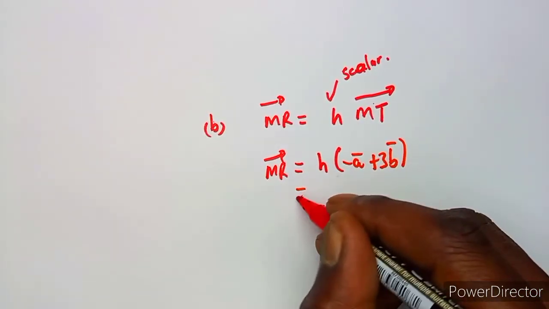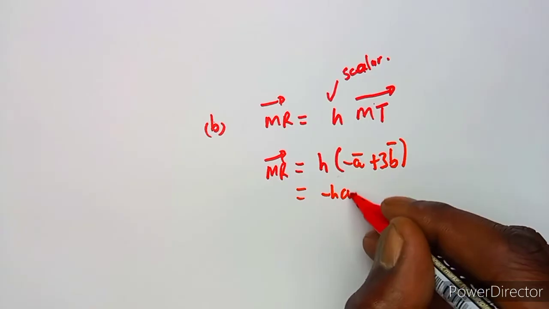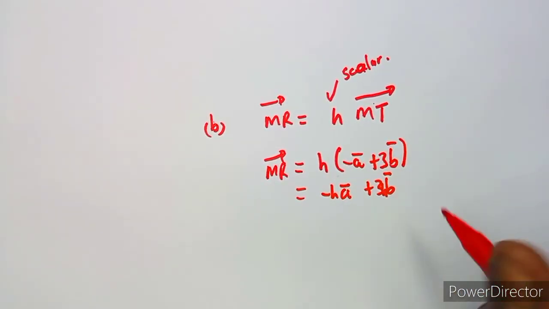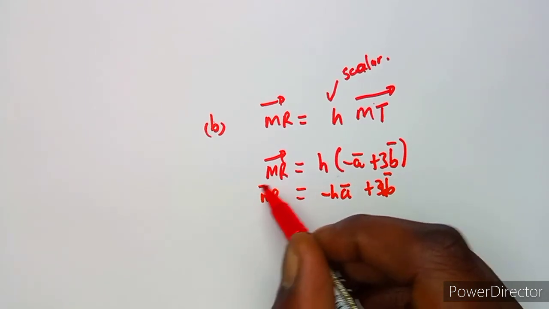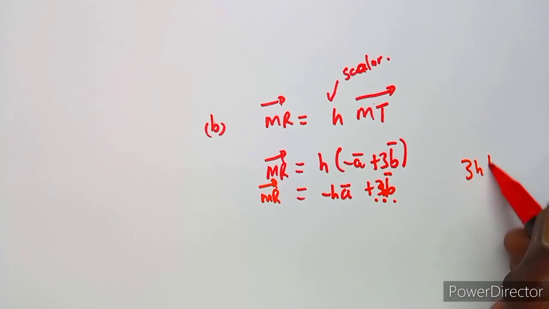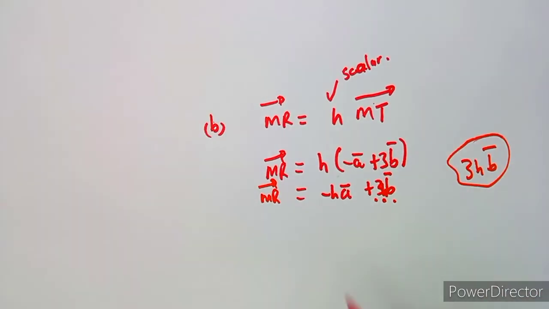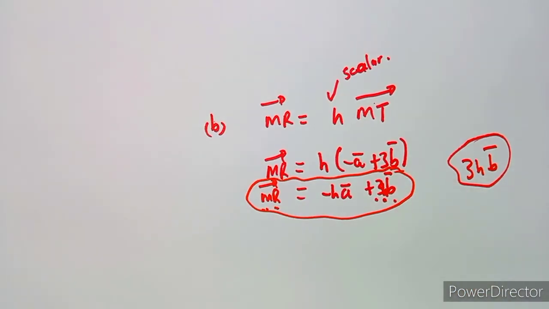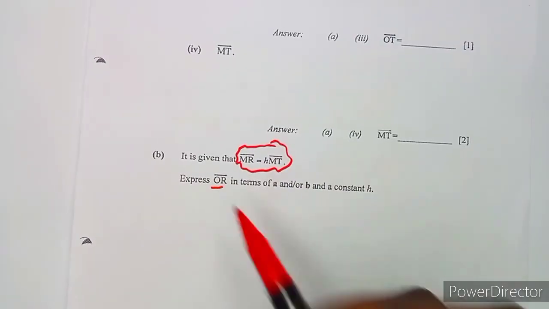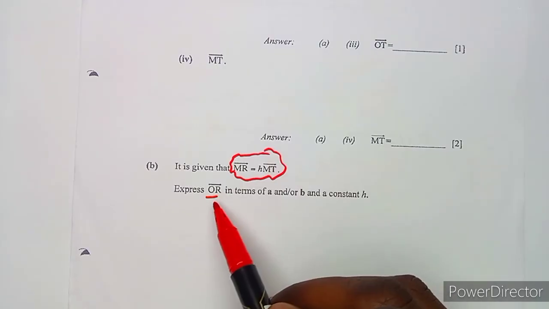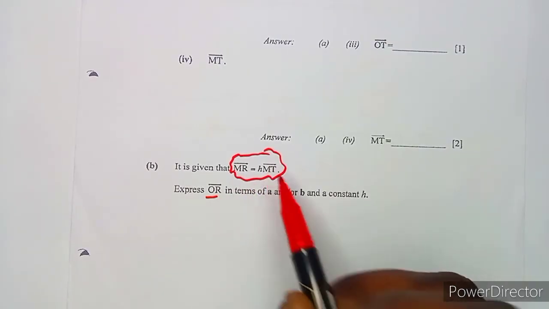You can multiply by H, which gives minus HA, and by H here, which gives plus 3HB. Take note here, guys, this is 3HB. This is not our answer. This is MR, but the question needs us to find the vector OR. So we have to find a route that connects these two. MR must be part of our answer.